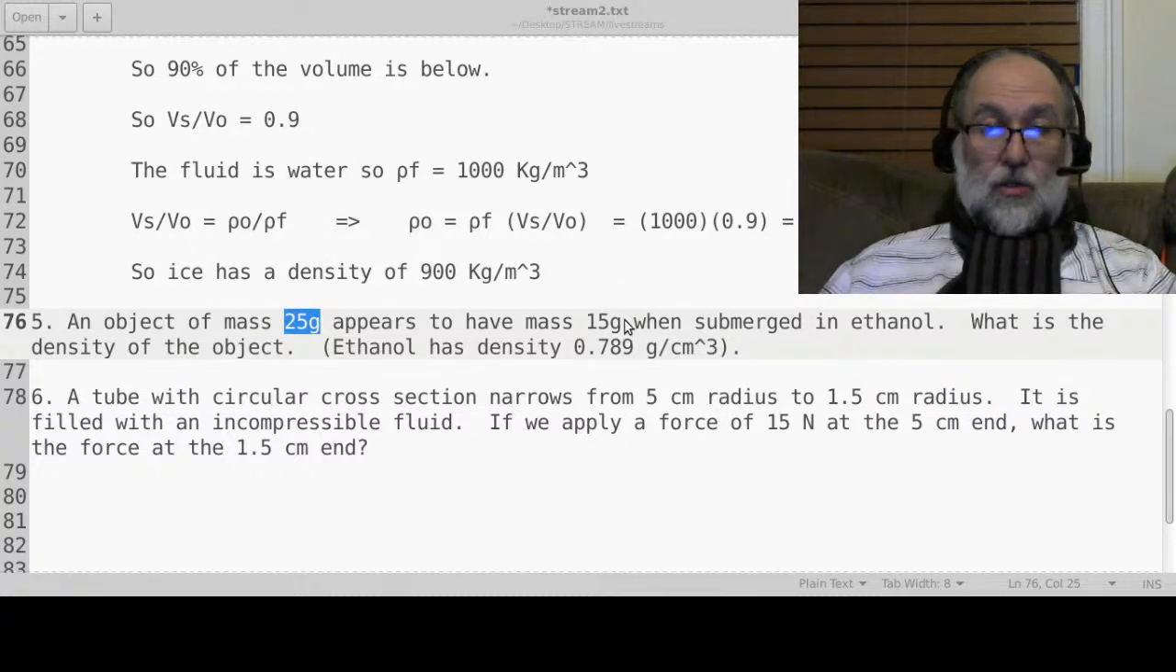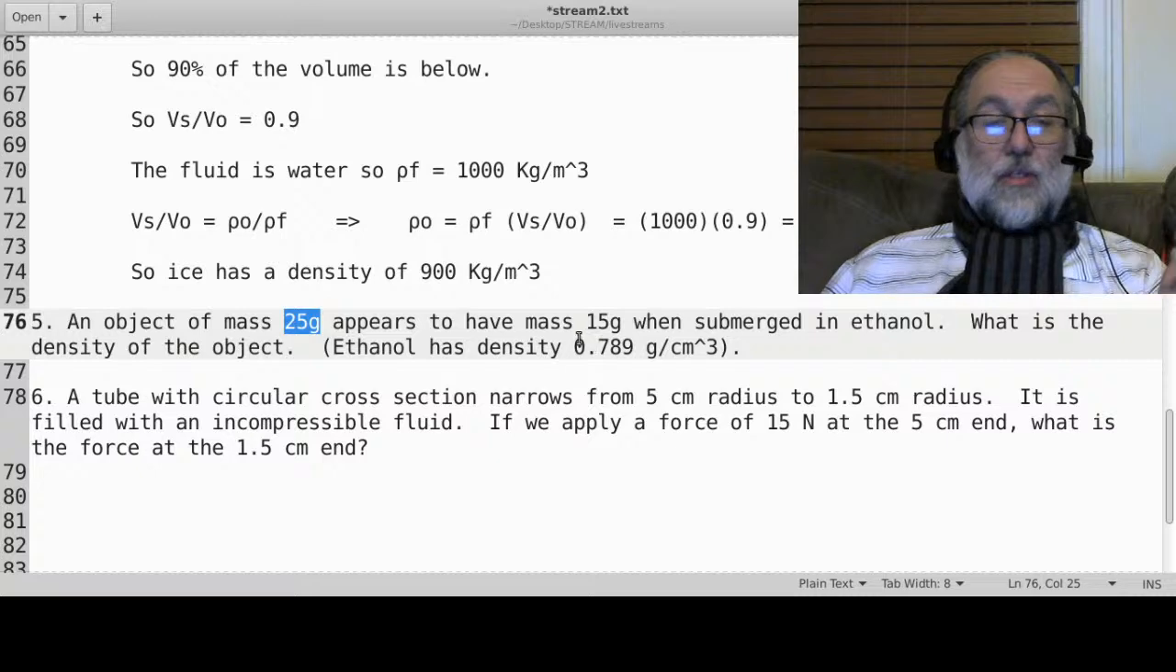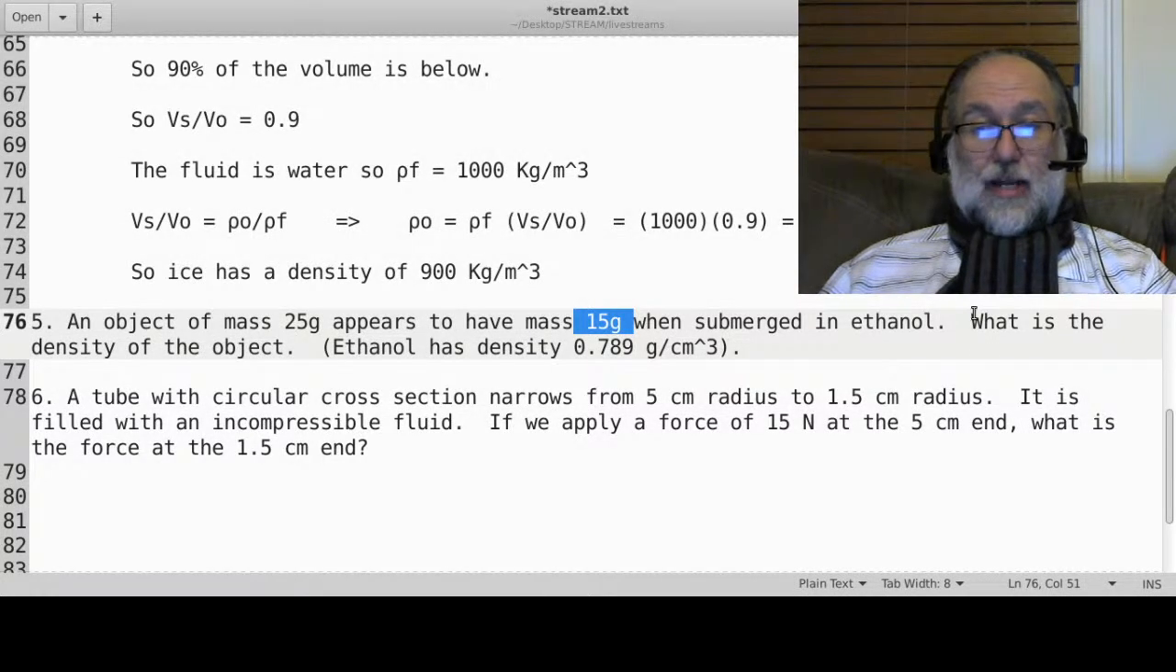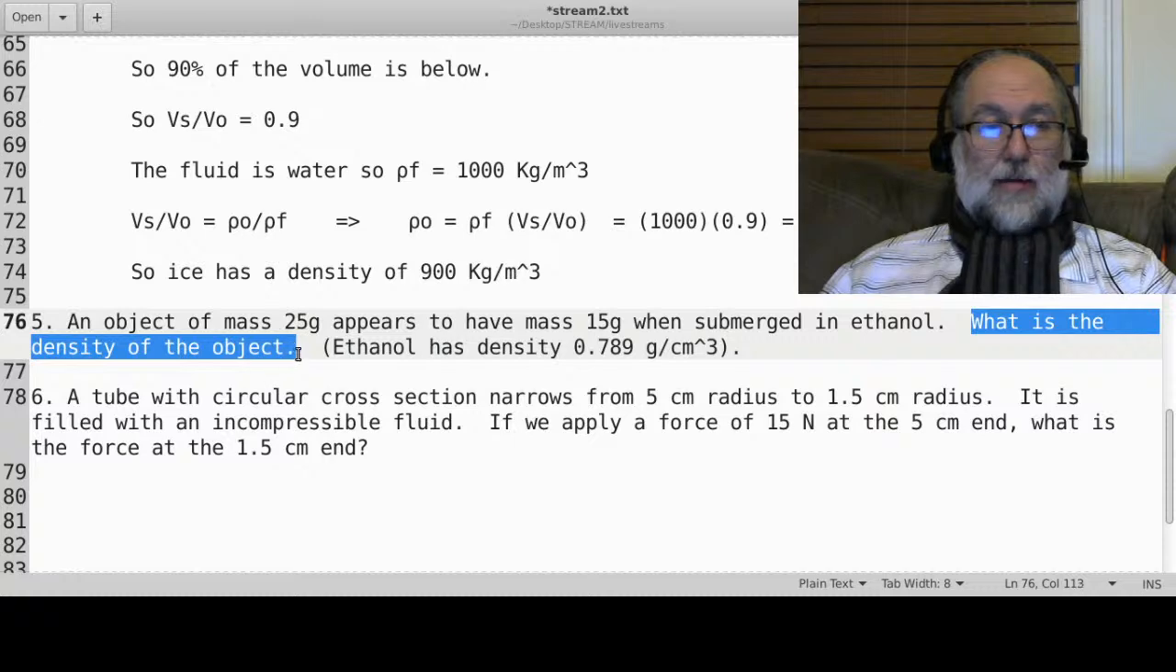And we're going to submerge it in ethanol. Ethanol is the drinkable form of alcohol. When we submerge it in the ethanol, it'll actually appear to have a mass of only 15 grams. We can use that information to get the density of the object.